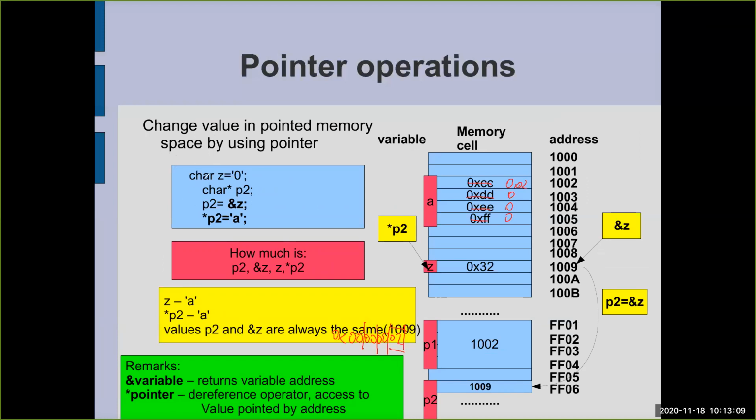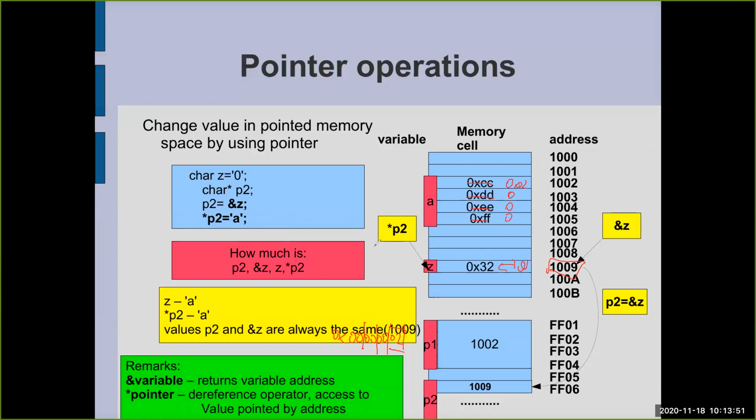Okay, look, here we have an example with character. When I have a pointer to character, I can do the same. So now P2 points to the Z. Yeah? So it points to the cell 1009. And again, using the reference will modify the cell here. So here, the ASCII value of A will be written.